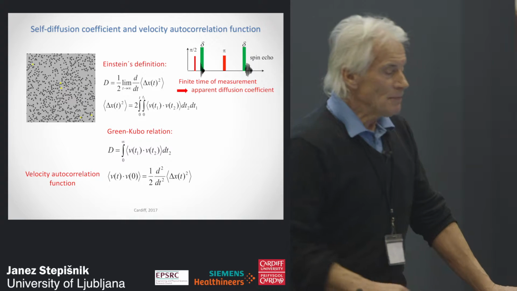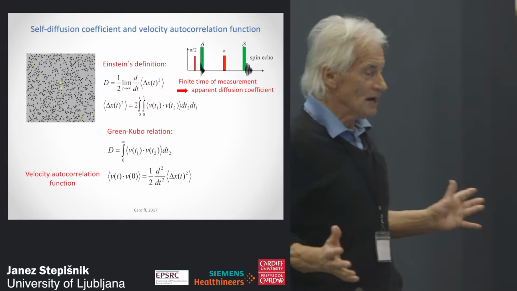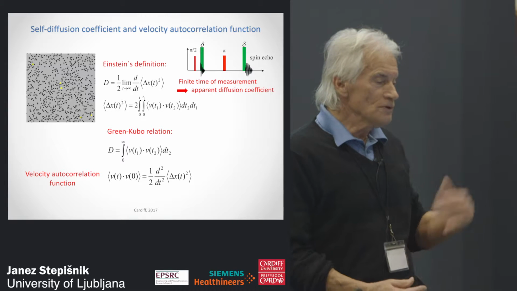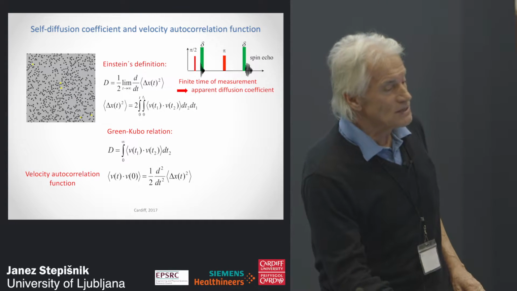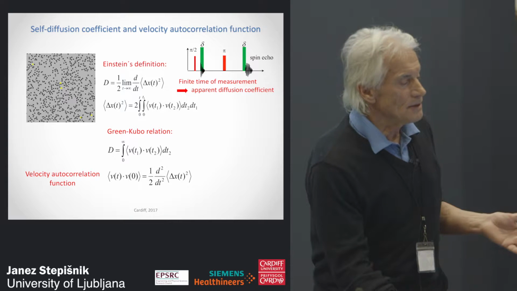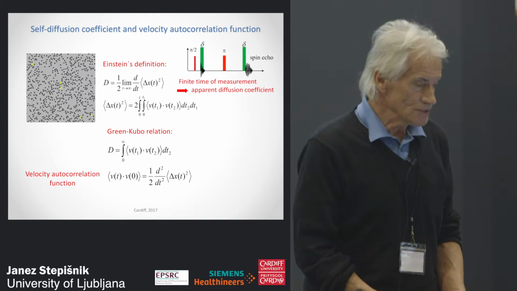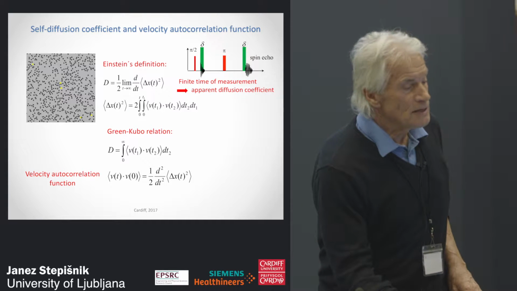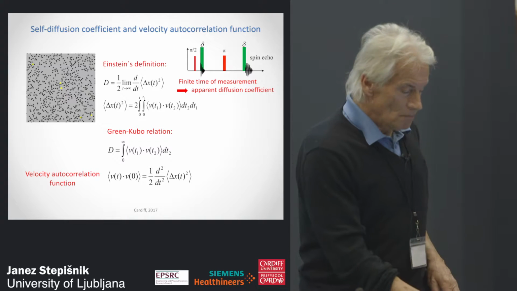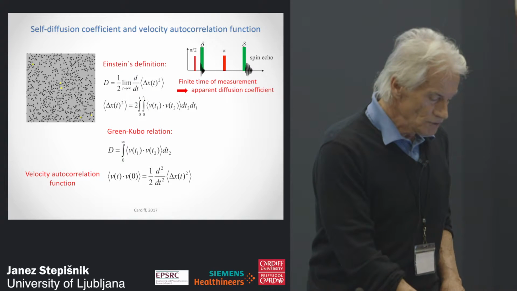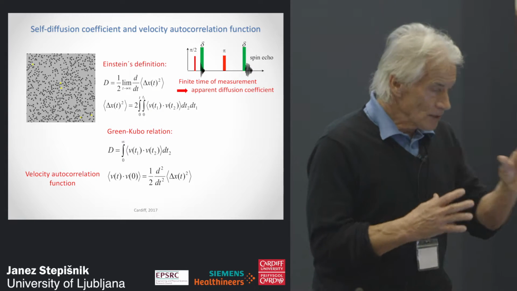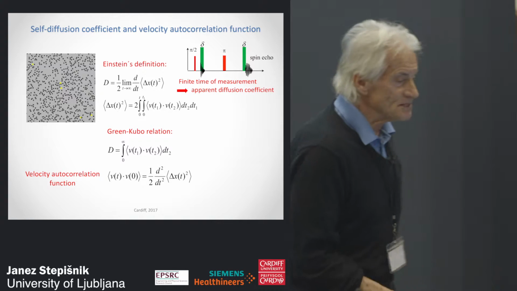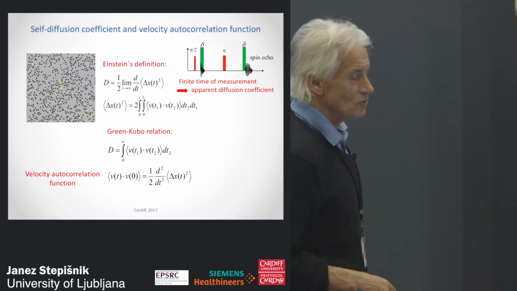But we never measure everything in infinite time. According to the Einstein definition, we should go to infinite time with these gradient pulses to get proper information about the diffusion coefficient. Of course, when processes are very fast, even a few milliseconds is enough for infinite. But generally, especially in restricted diffusion, we are not measuring the real diffusion coefficient, but something else. Finite time of measurement means we get an apparent diffusion coefficient.